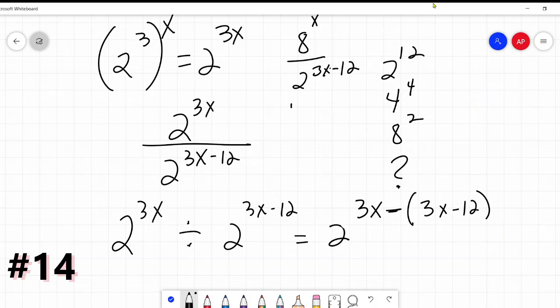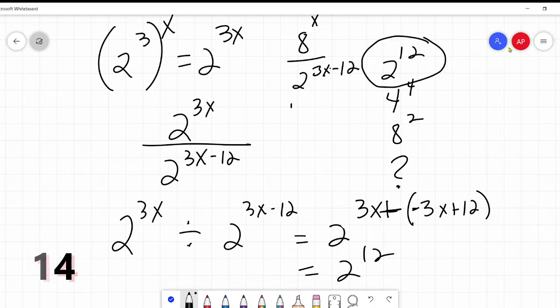Sorry about that. Okay, so 3x minus 12. So I'm going to change the signs to make sure. There we go. So 3x plus a negative 3x, that cancels out. That's 0. And I'm just left with 2 to the power of 12. Okay. I know that looks crazy, but yes, 2 to the power of 12 is the answer.